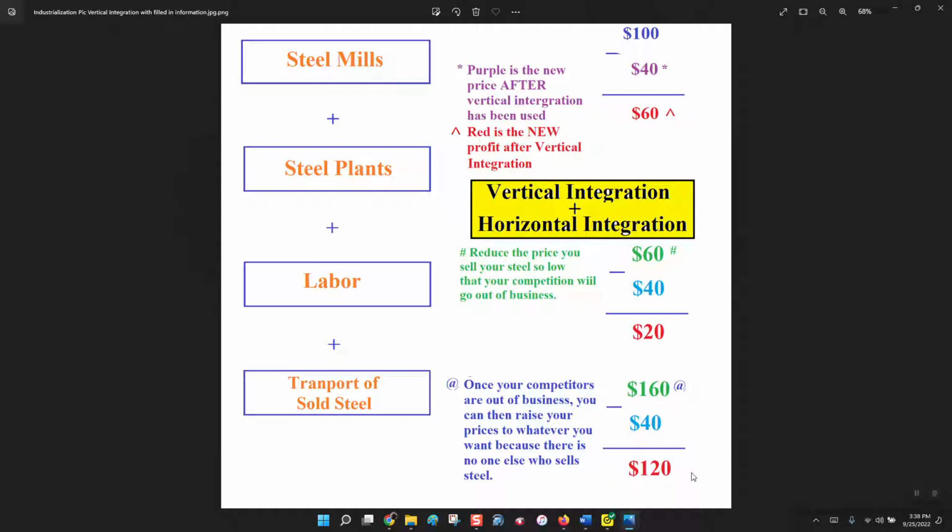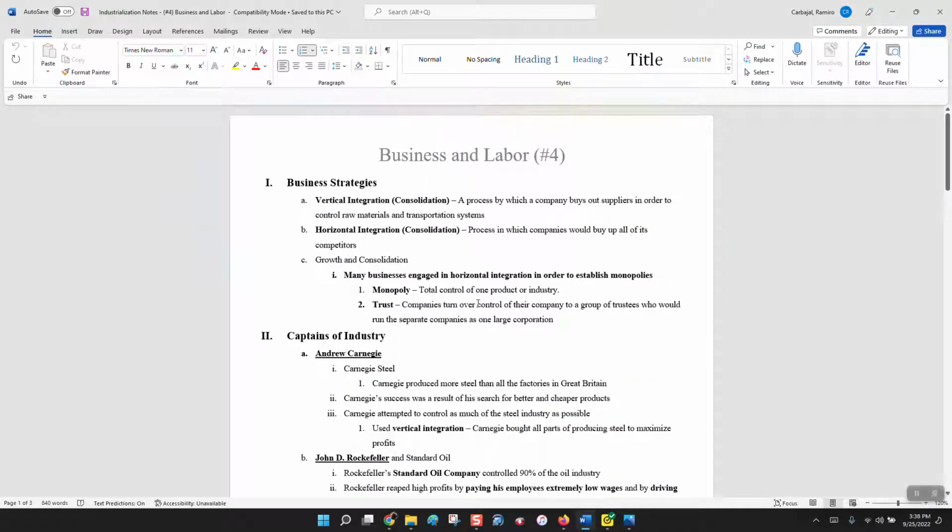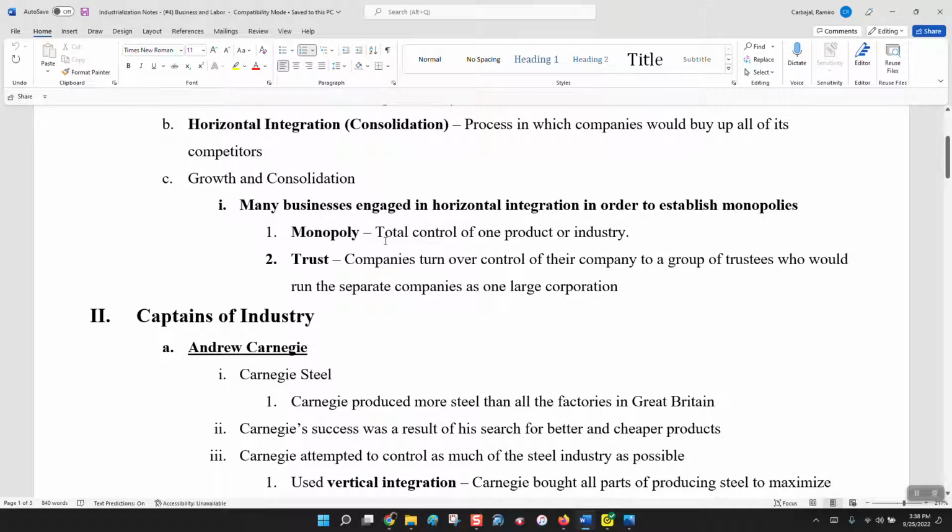So we love competition. Businesses hate competition, and vertical and horizontal integration is the way they got rid of it. And if we go back to the notes, their goal was to create a monopoly, where they own total control of one industry or one product, meaning there was no competition for that particular thing. So if I had a monopoly on cars, I would be the only one who makes cars. So do I have to make the car better? No. Do I have to make it bigger? No. Do I have to make the gas mileage better? No. Do I have to put in better electronics? No. Why? Because there's no competition. So if I own total control of an industry, that's called a monopoly.